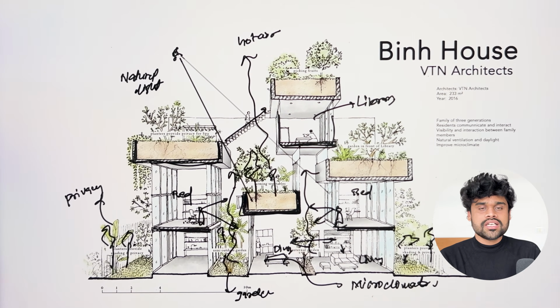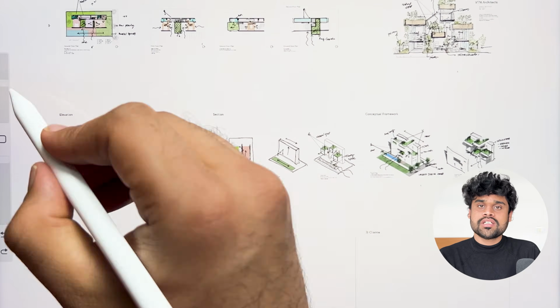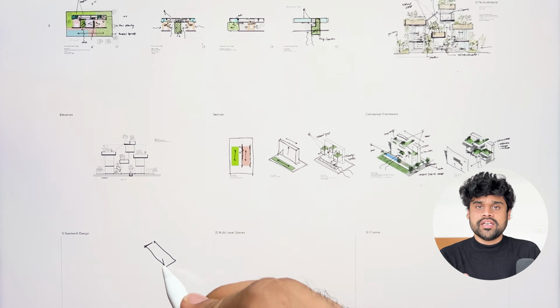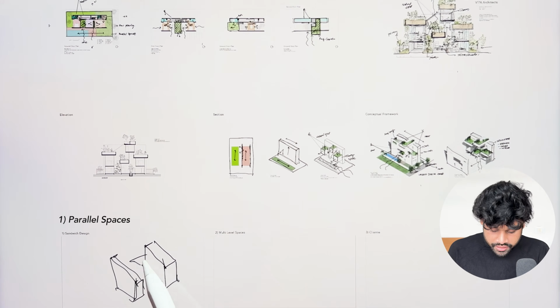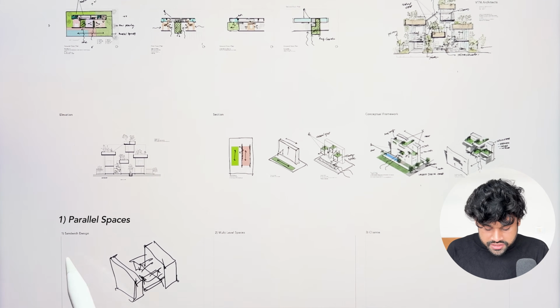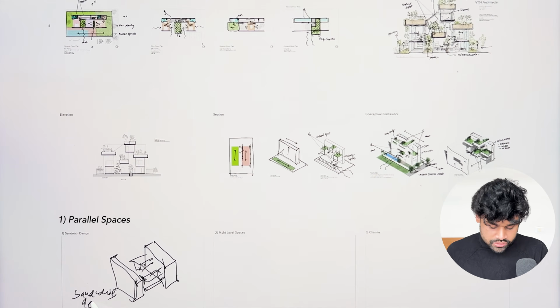So now the question is how we can implement these design principles into our design, or maybe in the context of Indian architecture. The first and major principle that we can use here is the use of parallel spaces. We can create a house like a sandwich and add multiple functions in between them. So this makes the house more exciting.